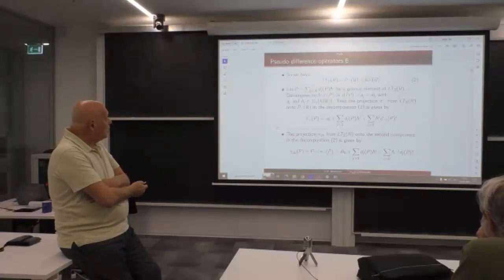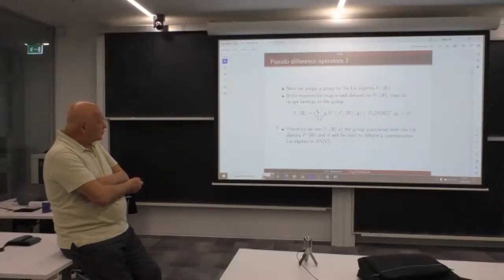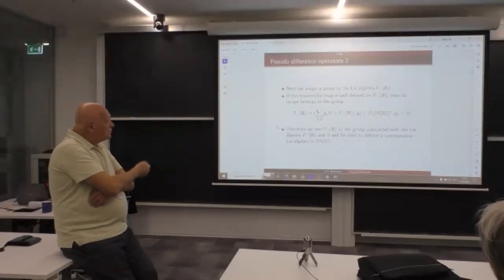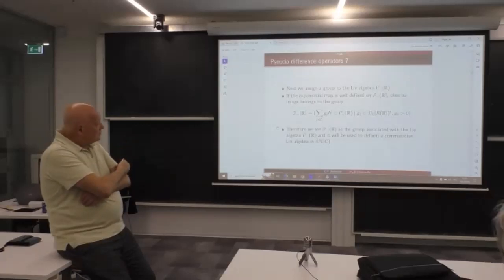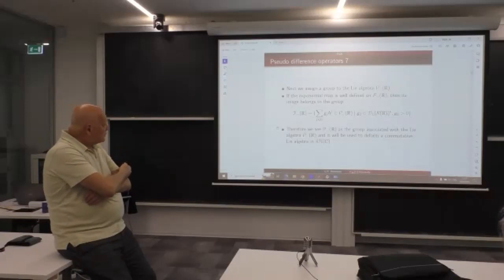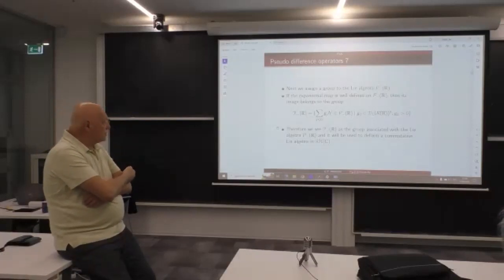Now, we can associate a group to the first Lie algebra, P minus R. If you take the exponential mapping of an element in P minus R, and if it is well defined, then you get the calligraphic P minus R as the group associated with the Lie algebra P minus R, and you use this group to deform a commutative Lie algebra in the skew Hermitian matrices with coefficients over C.